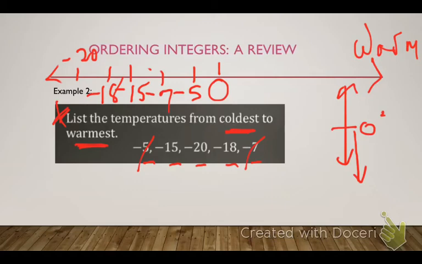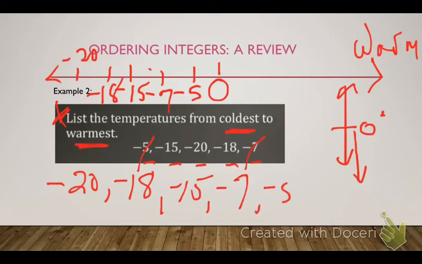Now, normally we don't have this kind of cold temperature around here all the time, though we tend to have some wind chills that get down there into the -20, -18, -15 degrees. But for the most part, most of our temperatures during the winter sometimes get below 0, but most of the time they're above 0. So if we're writing it from the coldest to the warmest, I'm not going to start with -5 because that's the warmest. I'm going to start with this one. -20 degrees, -18, -15, -7, and -5 degrees. Coldest to the warmest.